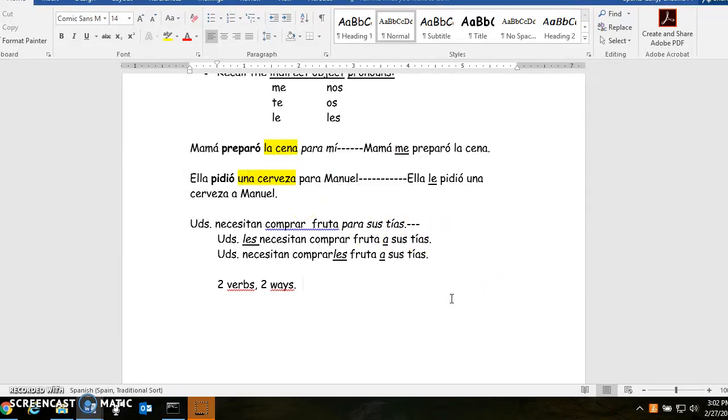Here's two verbs, two ways. Ustedes necesitan comprar más fruta para sus tías. Find the verbs, necesitan and comprar. What do they need to buy? Who do they need to buy? Fruta. That's the direct object. For whom? Who's going to get this fruit? Para sus tías. I'm going to go to les. Ustedes les necesitan comprar fruta a sus tías in front. And now don't forget that I can attach it. Ustedes necesitan comprarles fruta a sus tías.